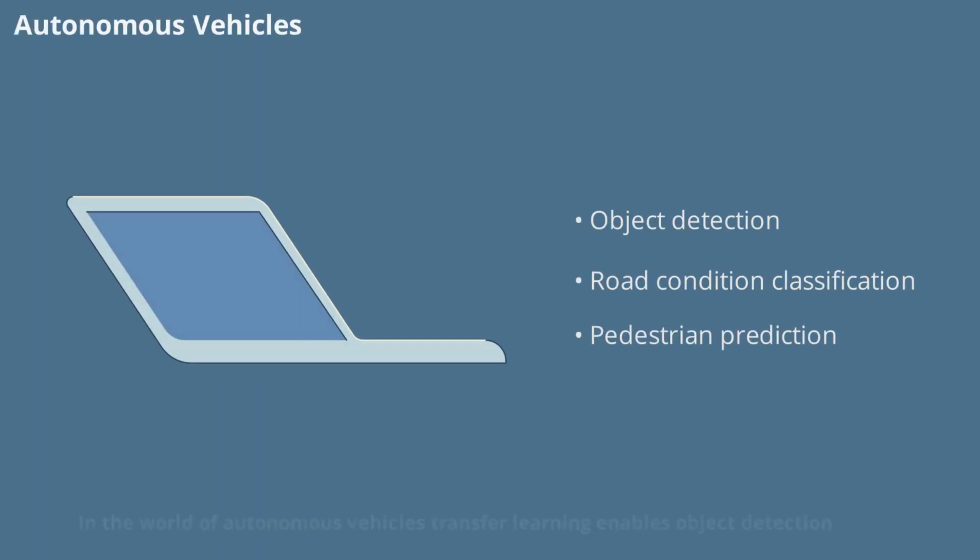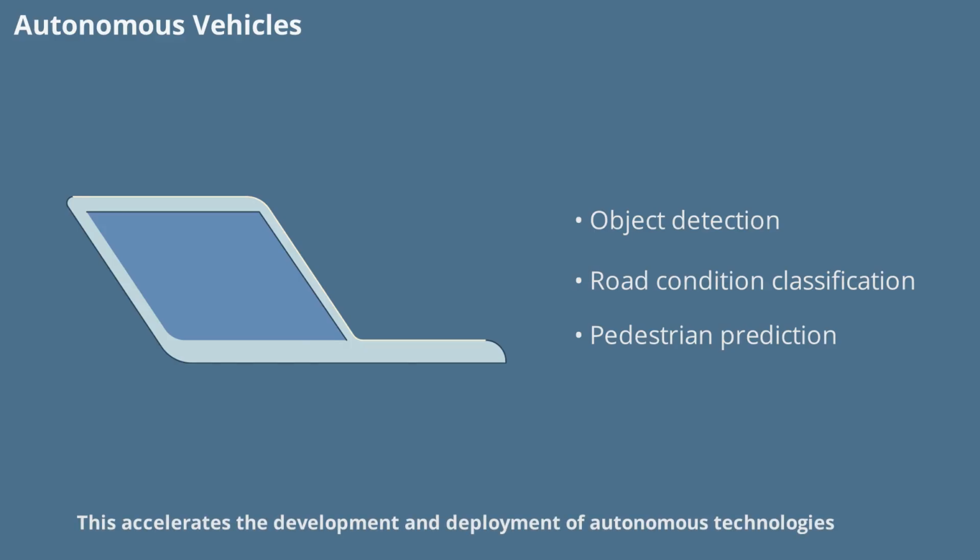In the world of autonomous vehicles, transfer learning enables object detection, road condition classification, pedestrian behavior prediction, and traffic sign recognition. By adapting general models to specific vehicle environments, developers can build safer and more reliable self-driving systems, even with limited labeled data. This accelerates the development and deployment of autonomous technologies.